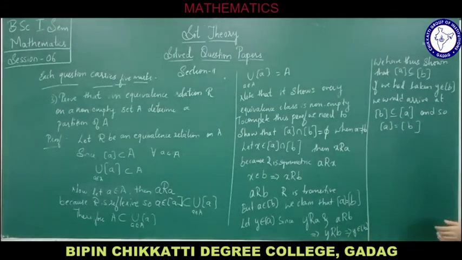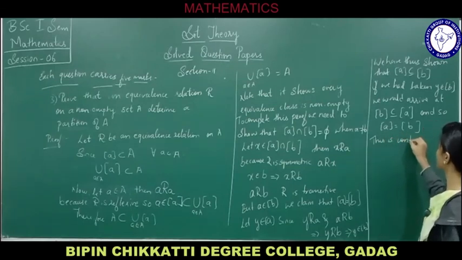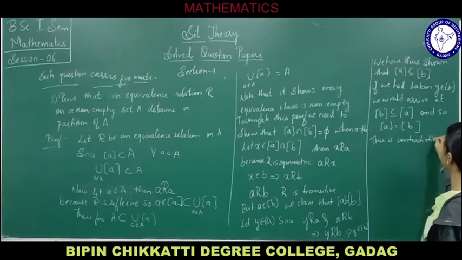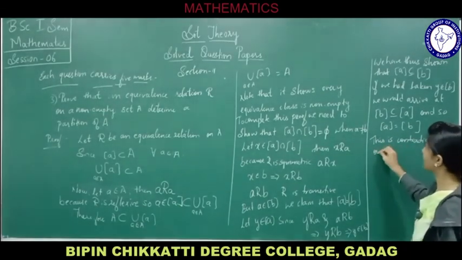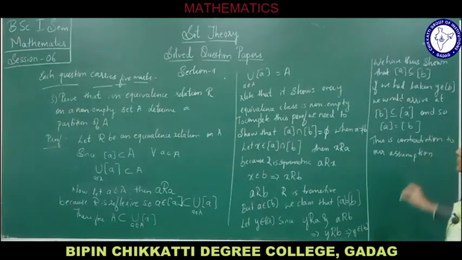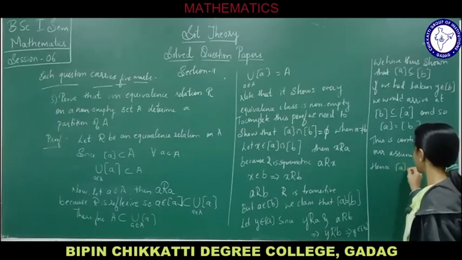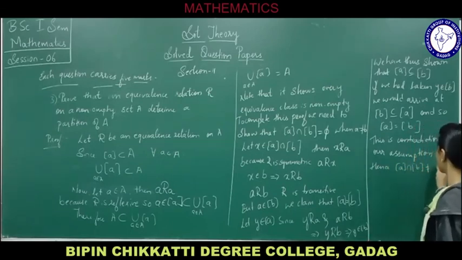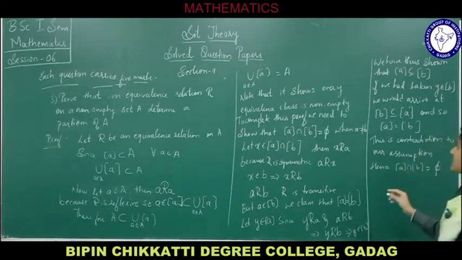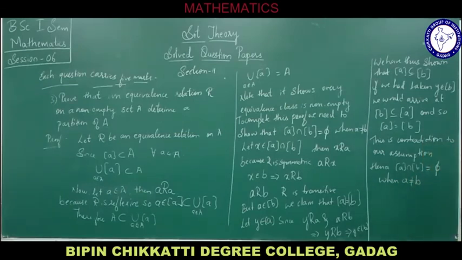This is a contradiction, right? This is going to be the contradiction to our assumption. Therefore, what is going to happen? Which is a contradiction to our assumption. Hence, A intersection B is equal to an empty set when A is not equal to B.